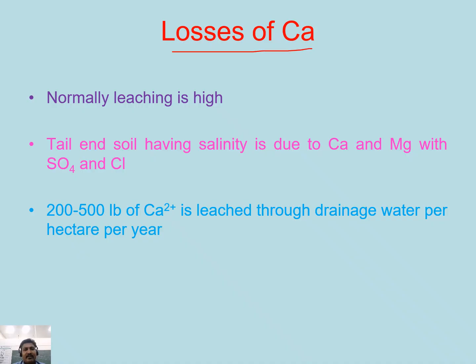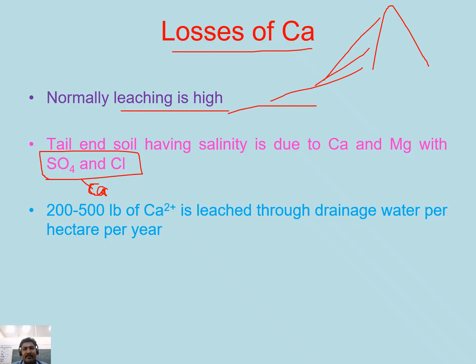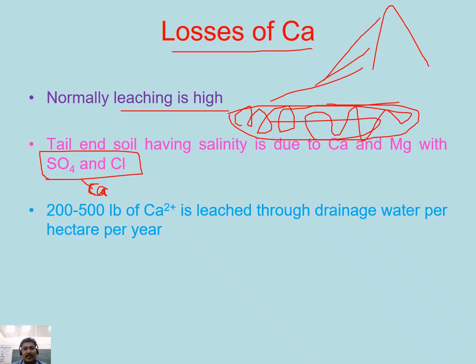Here are the losses of calcium. Normally leaching is high, especially in high rainfall zones. All the cations will be washed away. Lowland soil has salinity due to calcium and magnesium with sulfates and chlorides, that is, calcium sulfate and calcium chloride. They are rich in the lower plain areas, because from higher elevated areas all the cations are washed away and settle in the lowest plain areas, where you can find all kinds of salt material like calcium, magnesium, sodium, and potassium. When they combine with sulfates and chlorides, it definitely produces salinity.